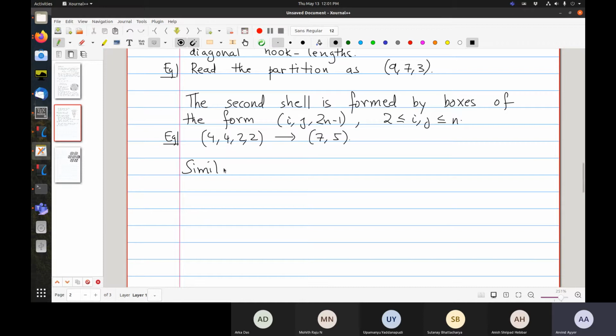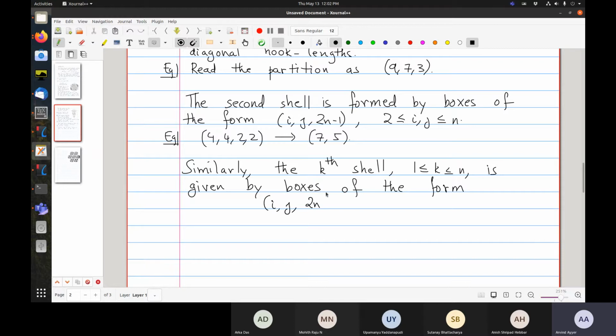Similarly, the kth shell, for 1 less than or equal to k less than or equal to n, is given by boxes of the form i, j, 2n plus 1 minus k, where k is less than or equal to i, j. This was the second shell.